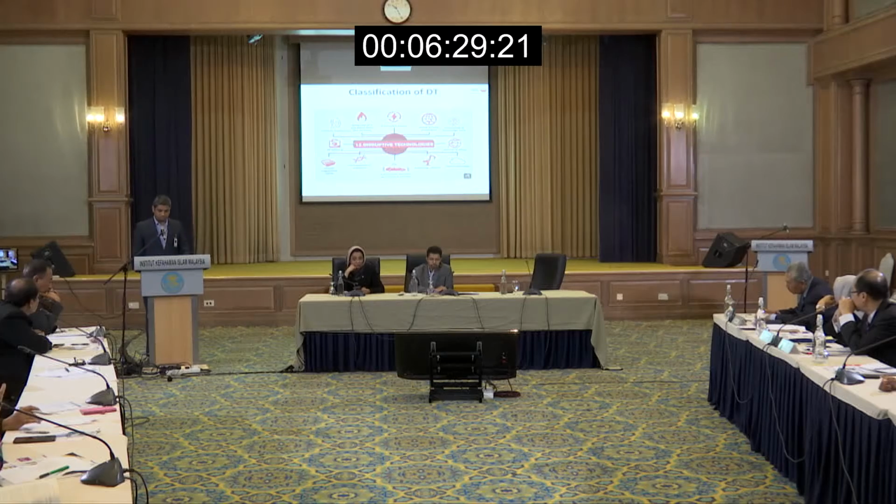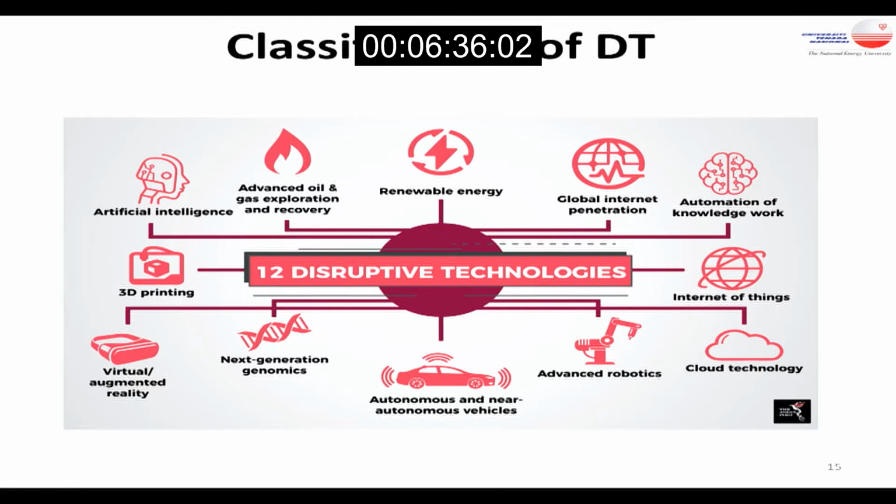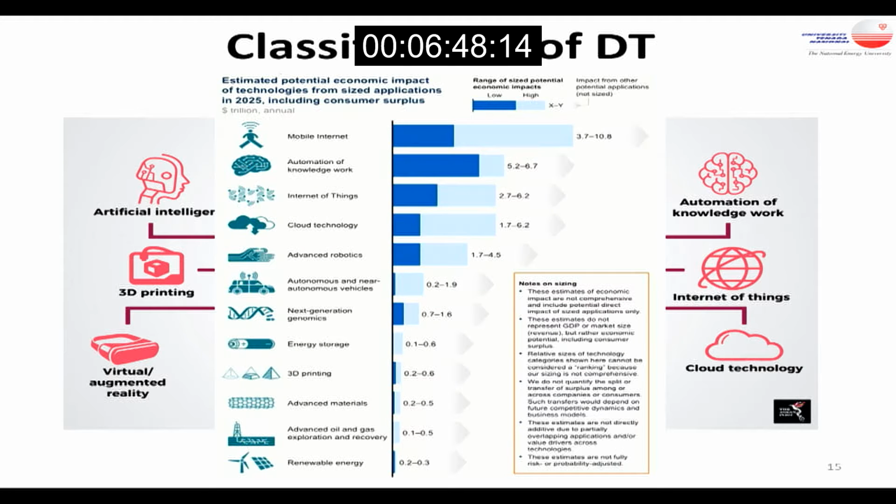So if we classify the disruptive technologies, I learned recently, in fact, that there are 12 disruptive technologies identified. Artificial intelligence, 3D printing, cloud technology, Internet of Things, and one on the top you can see is renewable energy. Today I will discuss more on renewable energy from my side.